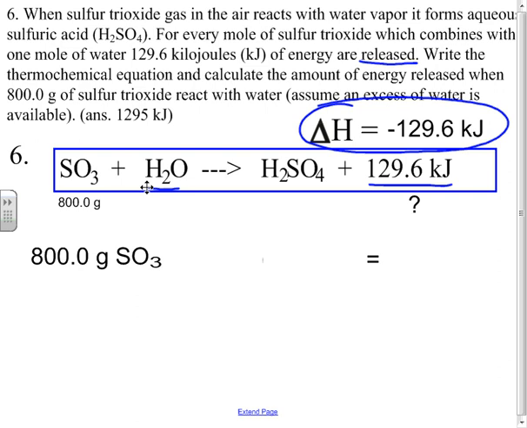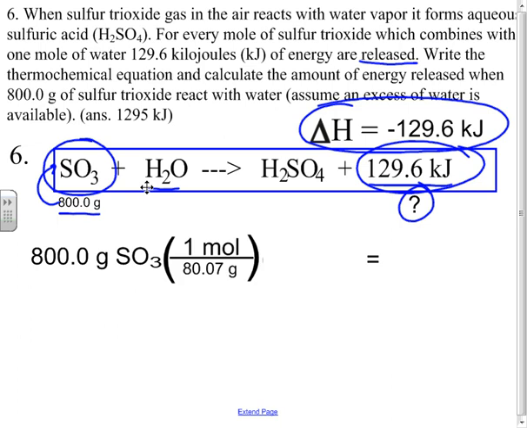So we wrote the thermochemical equation, and now we're asked if we have 800 grams of sulfur trioxide, how many kilojoules are going to be released? So we have to go from grams to moles and then to kilojoules. Note there's this many kilojoules for 1 mole of the SO3. So grams to moles, just using the periodic table. So grams and grams will cancel. And then again, for every 1 mole of the SO3, there's 129.6 kilojoules of energy released.